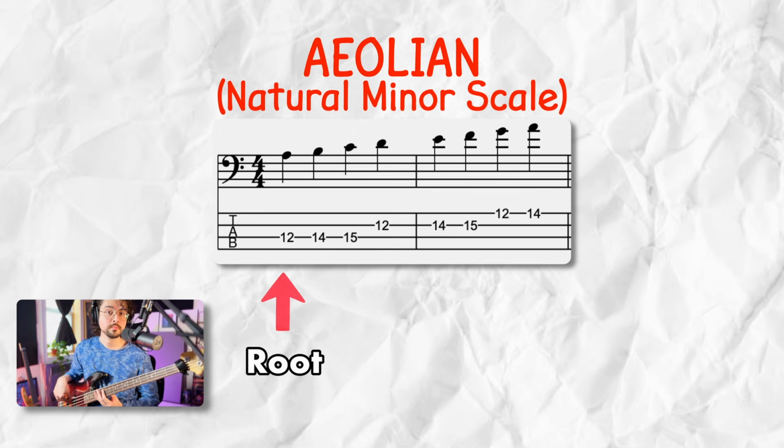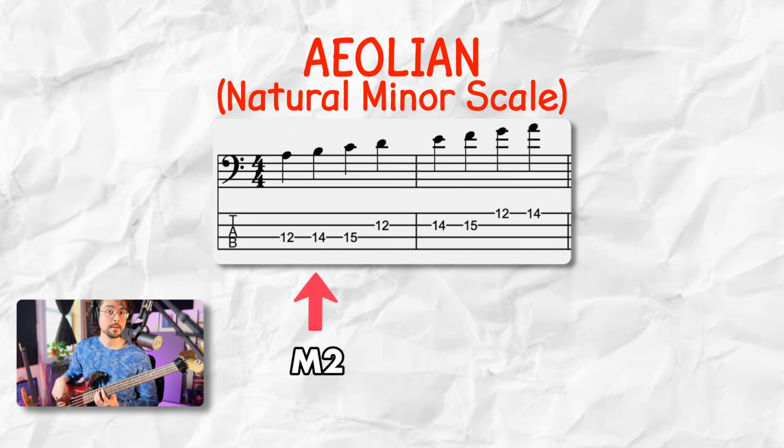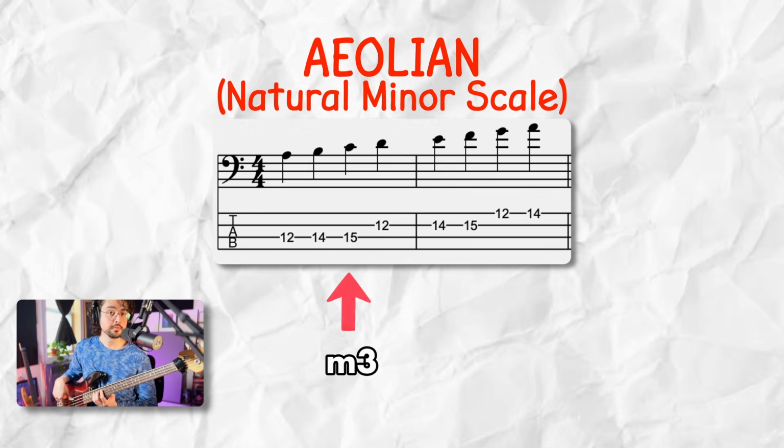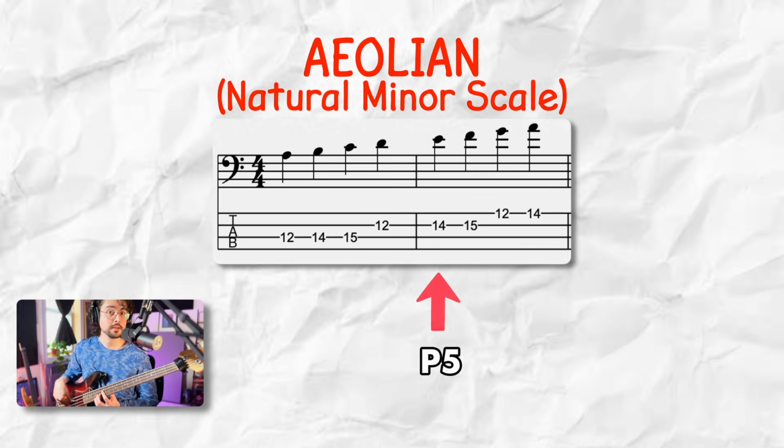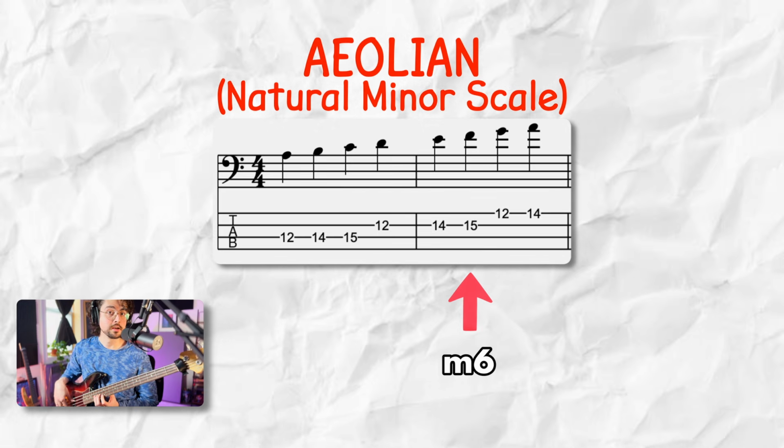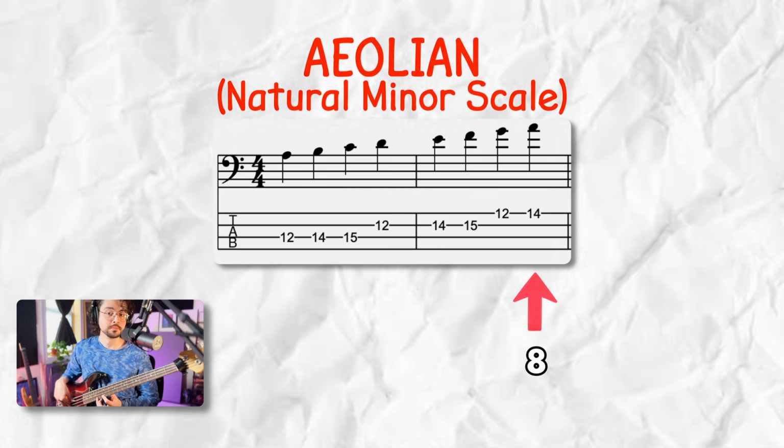If I start my C major scale from the 6th note, and I think of that note as the 1 now, as the root, we will get the Aeolian mode. It has a root, major 2, minor 3, perfect 4, perfect 5, minor 6, minor 7, and the octave.